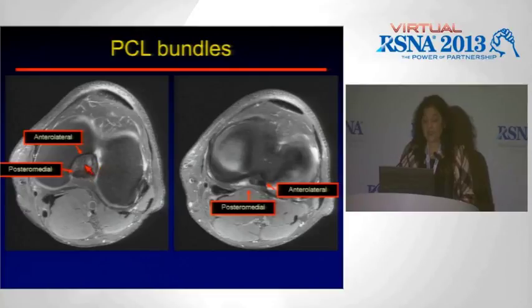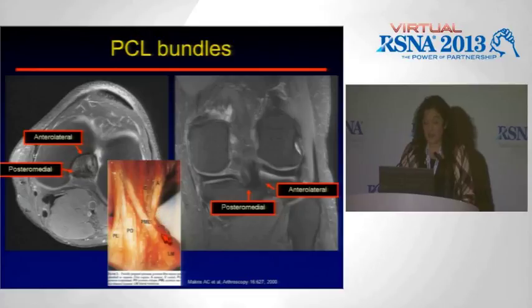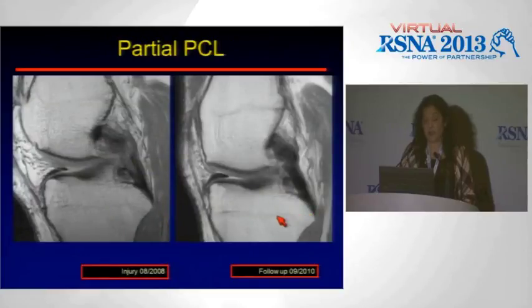The standard division is into 2 bundles, but there are newer concepts, including this one by Macris, who's actually divided it now into 5 bundles. And I think that's unnecessary, and certainly people don't treat these with doing multiple bundle reconstructions. The 2 bundles that you would normally see are smaller posteromedial and this bulkier anterolateral, or the anterior and central bundles combined together. And that's not uncommon that you'll get a little bit of increased signal between those 2 bundles.